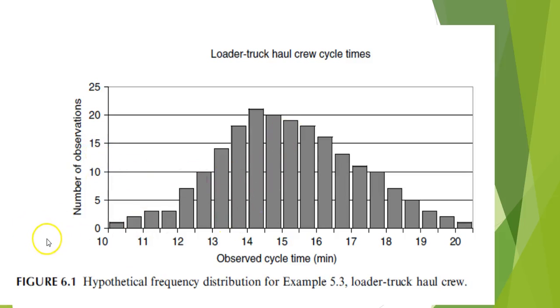So if you were to stand out on a job and watch trucks get loaded by a loader, you would find that there was about one time when you saw that it took just a little over 10 minutes for the cycle to happen. And there might have been one time when it took about 20 or 21 minutes for the cycle to happen. The most times that you'd measure, you would have seen about 20 or 21 times when you saw a cycle somewhere around 14 minutes.